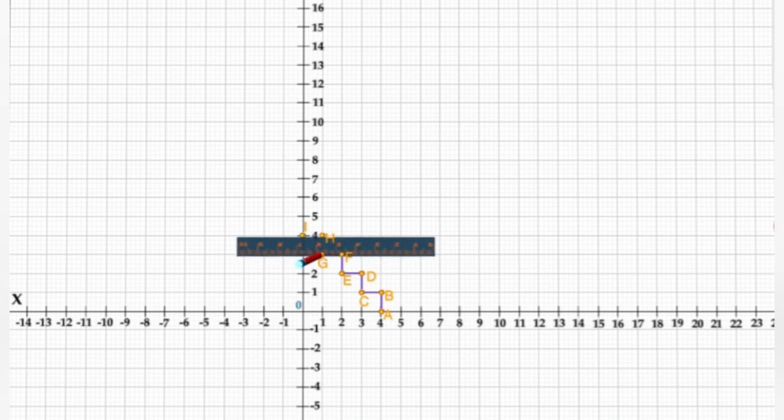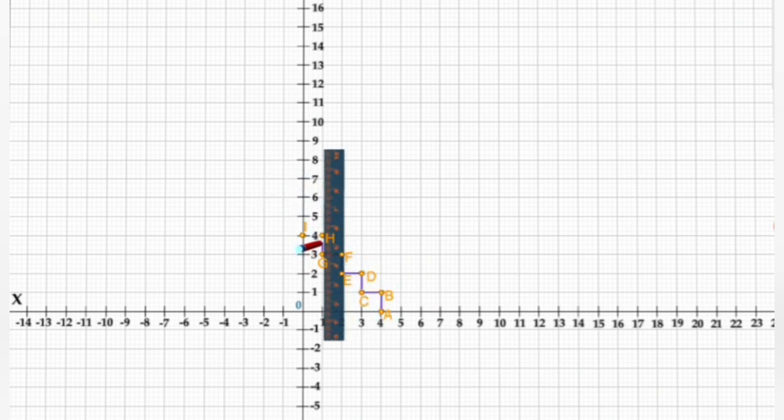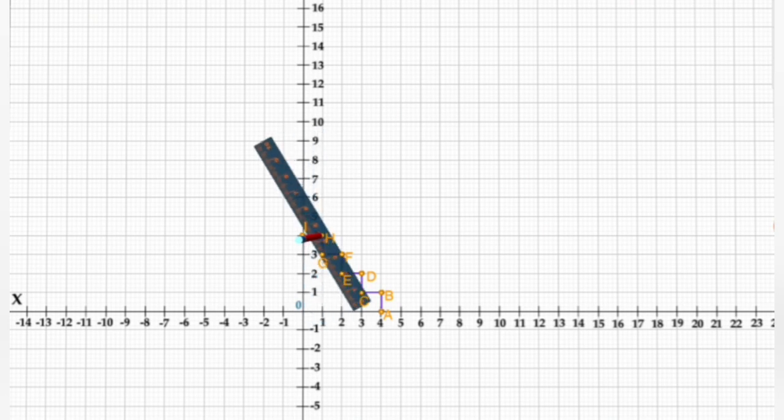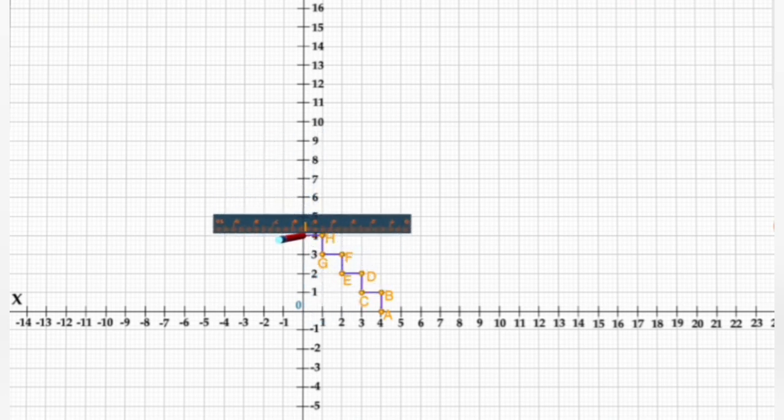That means we will be finding the mirror image of these points first, taking into consideration that if the x-axis is the mirror, then the perpendicular distance of the points from the x-axis will be the same as the perpendicular distance of the image of those points with respect to the x-axis.